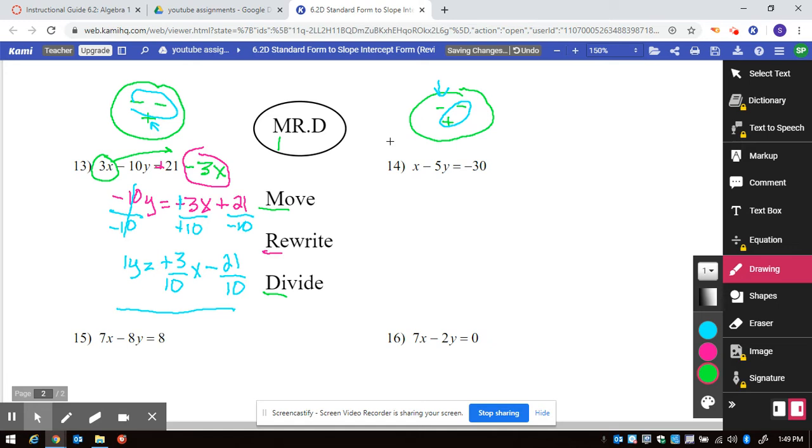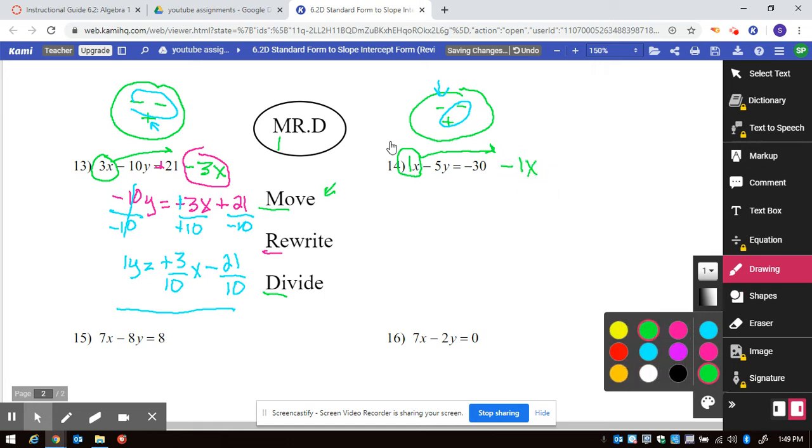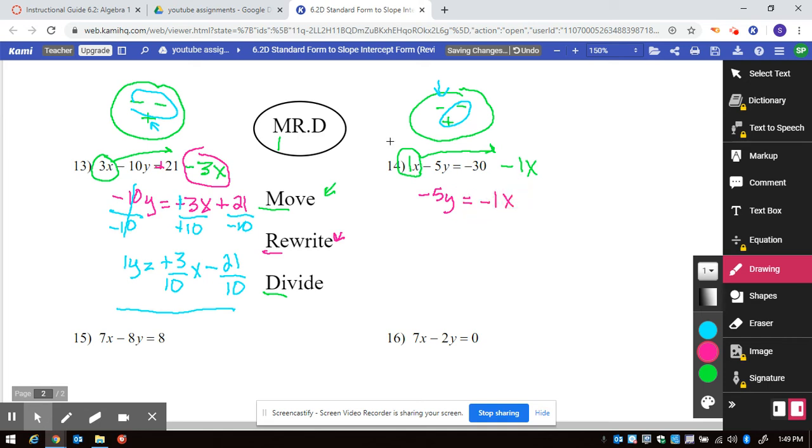Okay, so now that you've tried and you're back, make sure that you know that there's a 1 in front of that X. So following Mr. D's instruction, we are going to move the X to the opposite side using the opposite sign. So minus 1X. And then we are going to rewrite. So negative 5Y is equal to negative 1X. And this is minus 30.